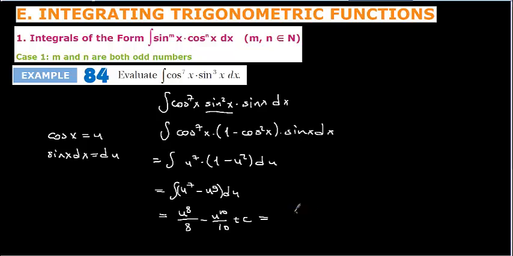Which is equal to, cosine x chosen as u, and that's why it's going to be equal to cosine to the power of 8x over 8 minus u to the power of 10, which is cosine to the power of 10x over 10 plus c. This is going to be the answer.